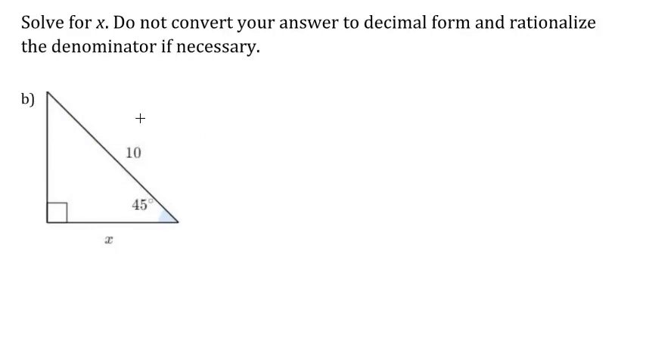Okay, now here, the setup is a little bit different. It almost looks the same. We have a 45, 45, 90 right triangle. But this time we know the hypotenuse instead of one of the legs. So we need to work backwards. So remember, to get the hypotenuse, it was the leg multiplied by the square root of 2. So to go backwards, we're going to divide by the square root of 2. So in this case, x will equal 10 divided by the square root of 2. Now we can't leave our answer like this because we're not allowed to leave square roots in the denominator. So let's rationalize the denominator by multiplying by the square root of 2 over the square root of 2.